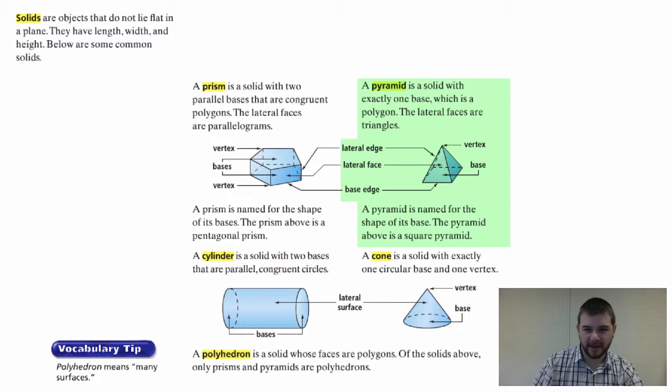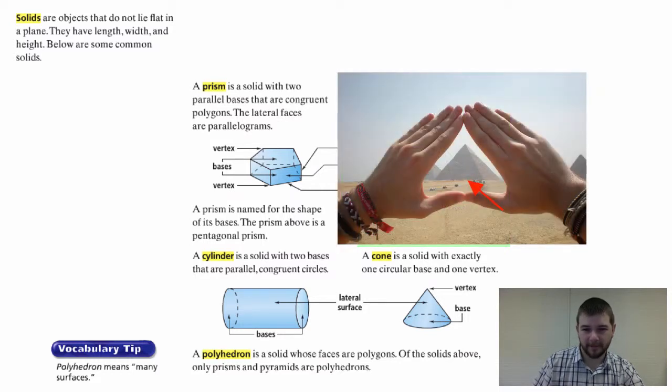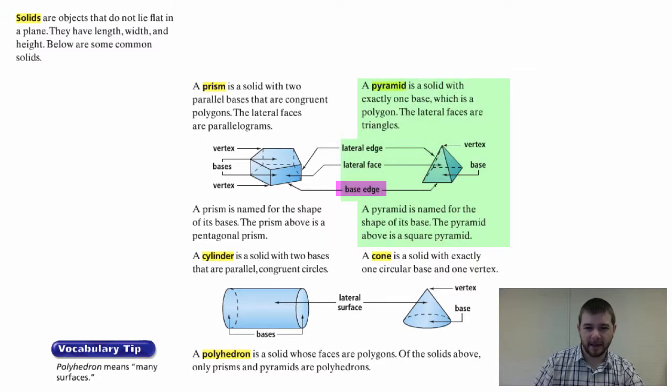Note we have a lot of the same things labeled in our pyramid here. We only have 1 base. We might call it the bottom if we were looking at a pyramid in real space. We of course have base edges, lateral faces, lateral edges, and vertices. Note we have the peak vertex, the point at the top of this pyramid, labeled as a vertex. A pyramid is named for the shape of its base, similar to prisms, except that a pyramid only has 1 base. The pyramid above is a square pyramid. Note its square base.